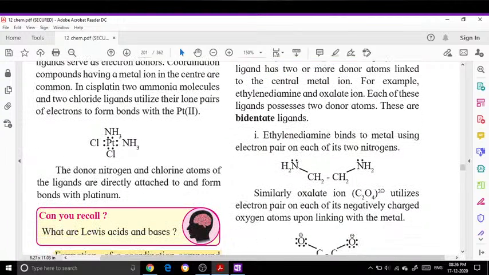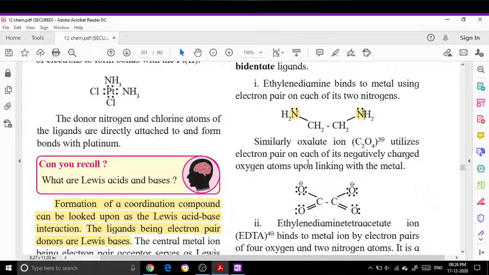Ethylene diamine, look at the structure here. So which are the donors? Here nitrogen is the donor. Nitrogen is important here, it is the donor. So nitrogen is the main donor here.